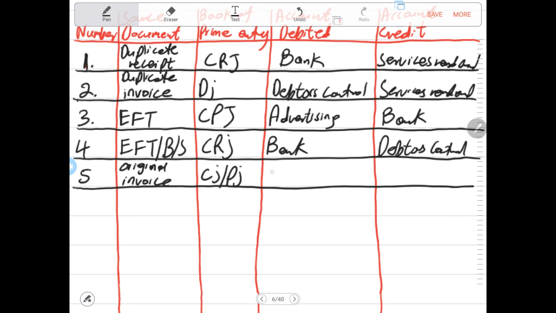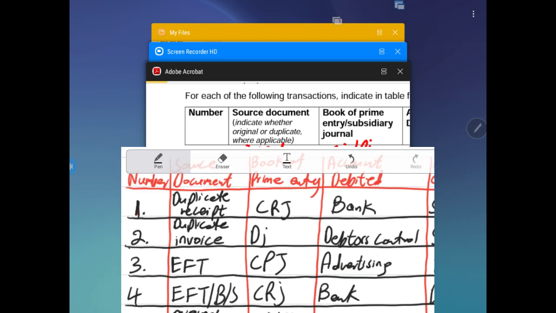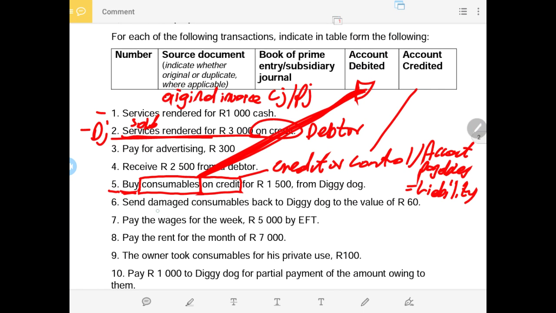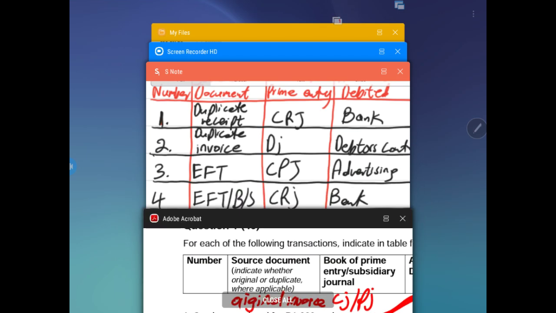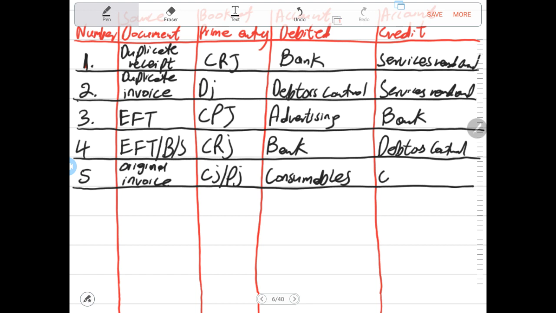Then the account to be debited: I mentioned that whatever you buy will always increase on the debit side. We said in our transaction we bought consumables. So consumables must increase on the debit side. And they were bought on credit, therefore the account to be credited will be creditors control or accounts payable. Then we go to transaction number 6.